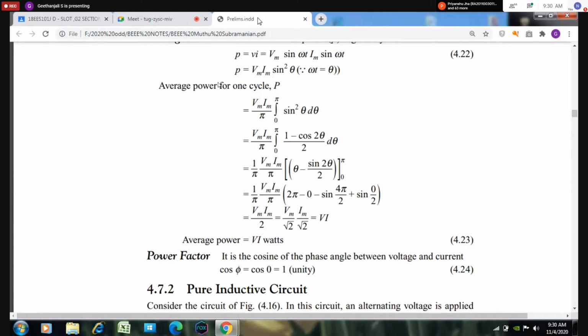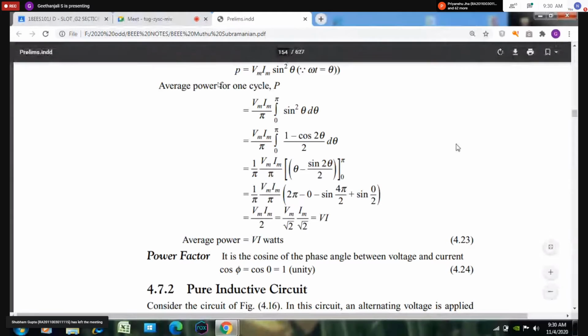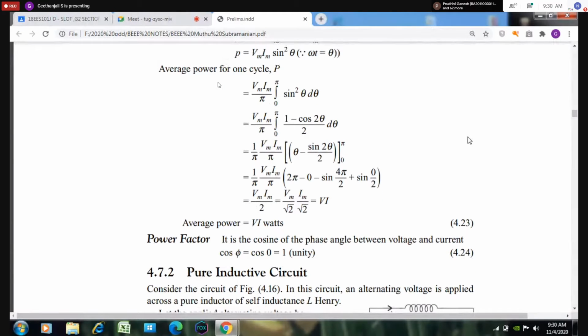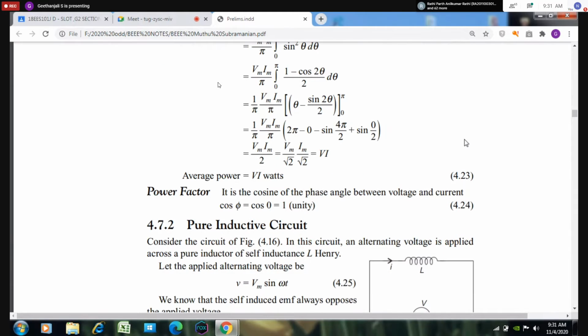Next, pure inductive circuit. So the main conclusion for this resistive circuit is no phase difference between the voltage and current. V and I are in phase with each other. The power factor is unity. Then the average power is VI. That is the main important conclusion in the pure resistive circuit.